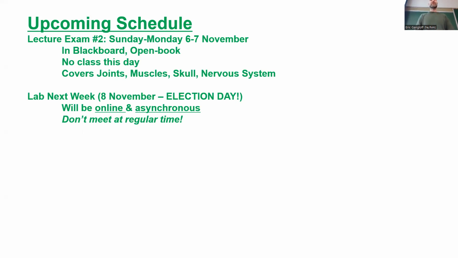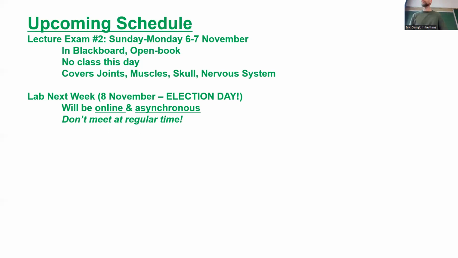If you have accommodations for extended time, that's automatically built in there as well. So if you have 50% extended time, then you'll have 105 minutes to take the exam. You do need to take it in one setting. So you can't start it and then pause it and come back to it. It covers joints, muscles, the skull, and the nervous system, but not the brain. So it covers the nervous system up through the brain. So neurons and support cells and all that good stuff.